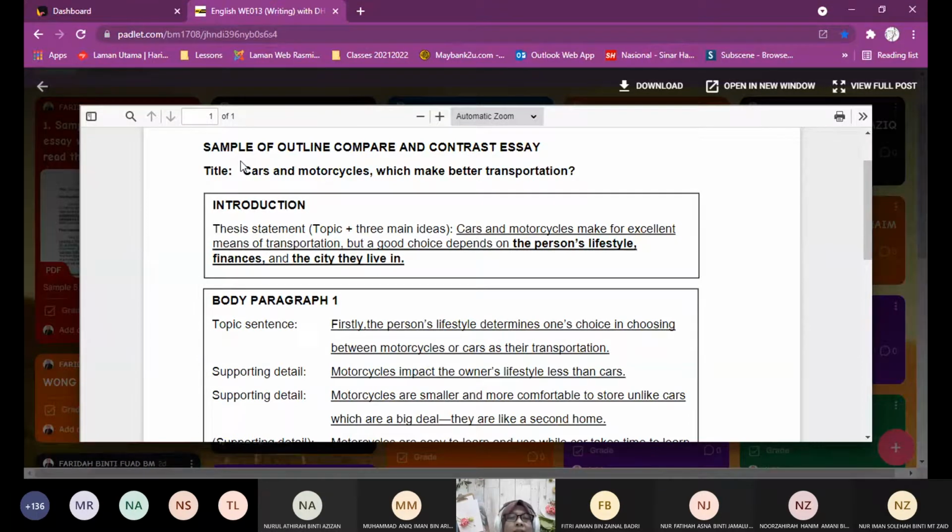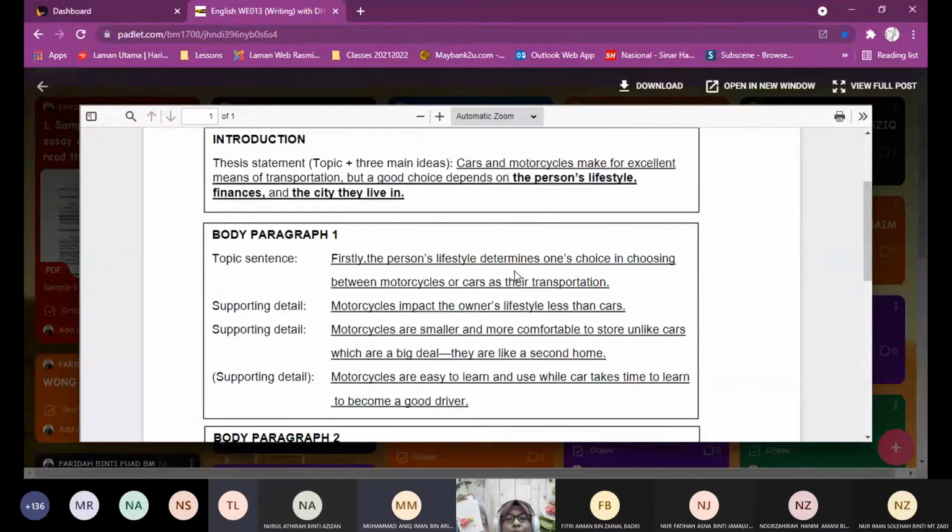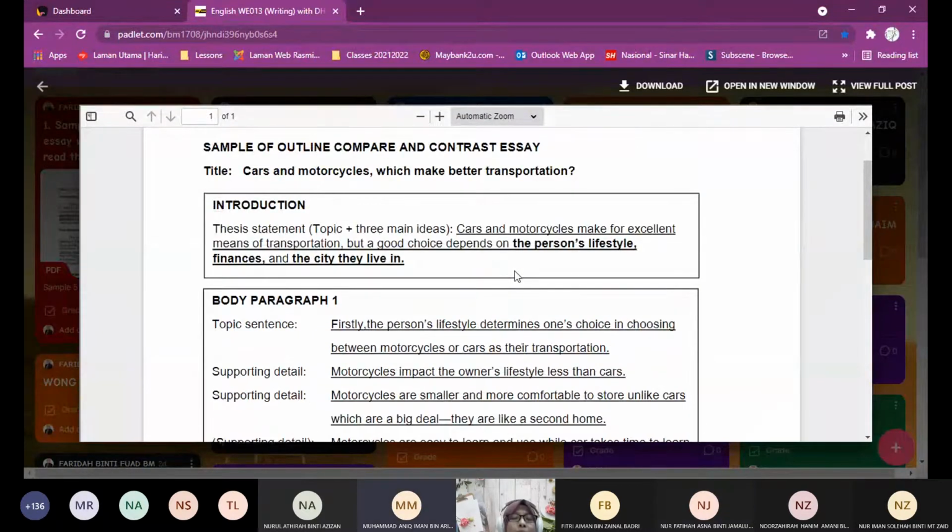Okay, so another one. Sample of outline, compare and contrast essay. Can you see on your screen now? Yes, madam. You see, I've given you even a very detailed sample. I didn't ask you to write me the essay yet. I want you to understand how you are going to write it, and what I expect to see in your essay. So this is a compare and contrast essay. The title: cars and motorcycles, which make better transportation.